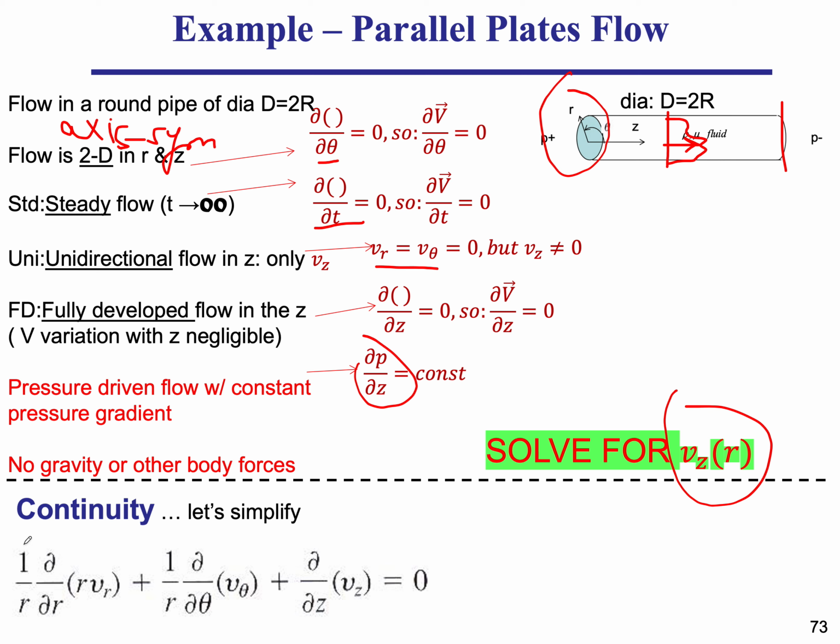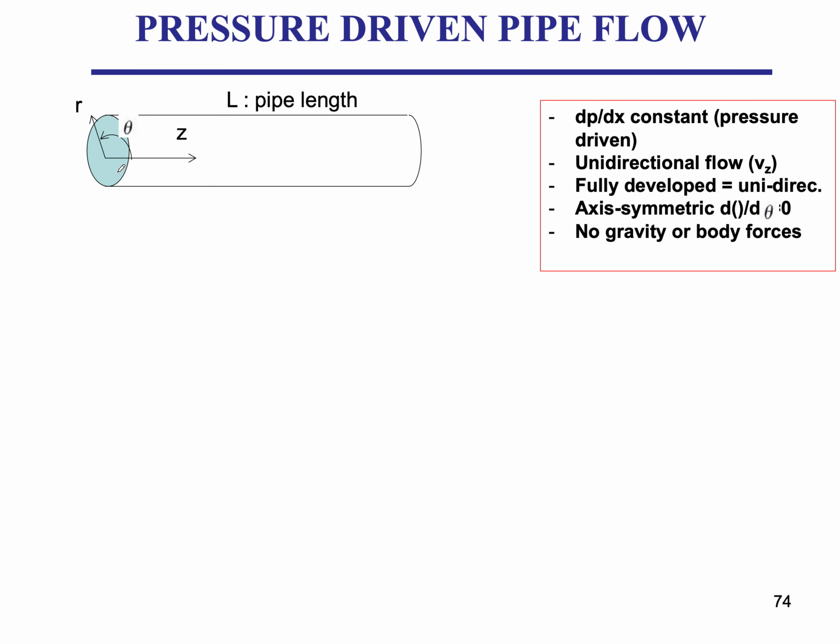So this is our continuity, and let's go term by term. I have Vr, and Vr, as we said, is 0. I have V theta, no tangential velocity. So we end up with d by dz of the velocity to be 0, which is also saying that our flow is fully developed. So that's how we see that our unidirectional flow and being fully developed deliver the same message. So all three terms are identically 0.